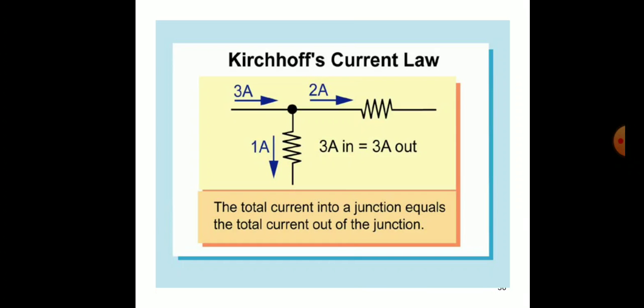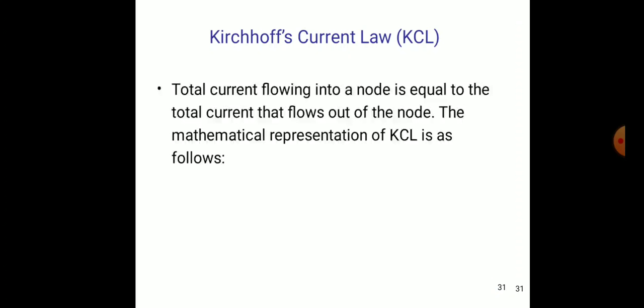In the circuit, you can see 3 amps and 3 amps are entering the junction and 2 amps and 1 amp are leaving. If you sum that, the 3 amps equals the 3 amps. 3 amps of current is going into the junction and 3 amps of current is going out from the junction. The total current flowing into a node is equal to the total current that flows out of the node.